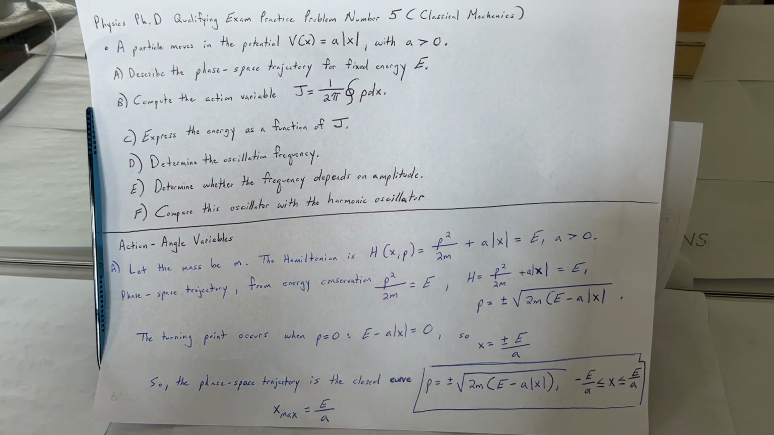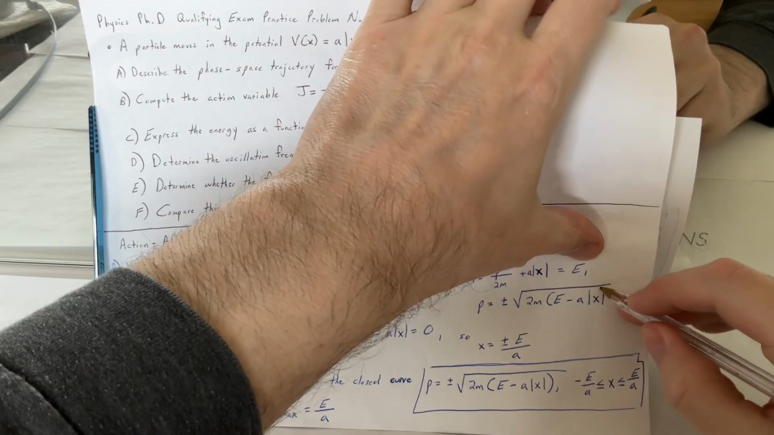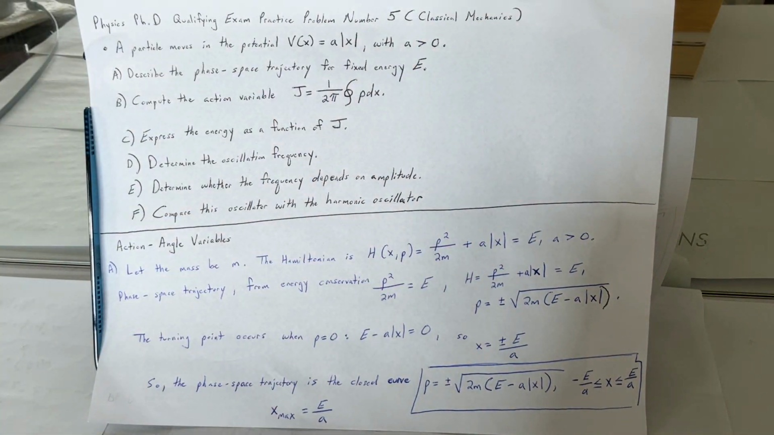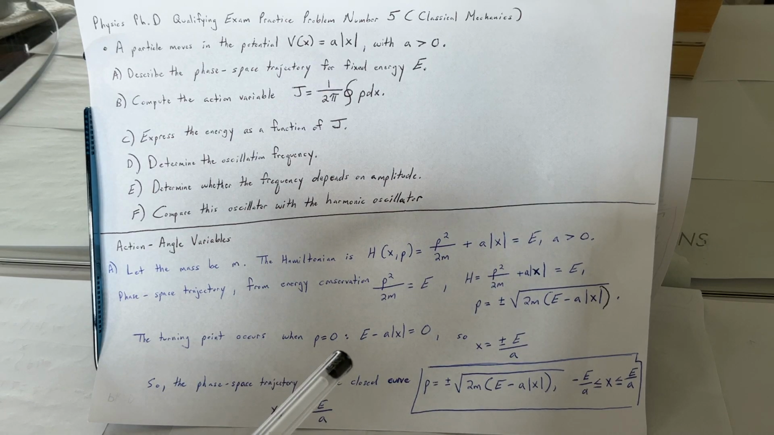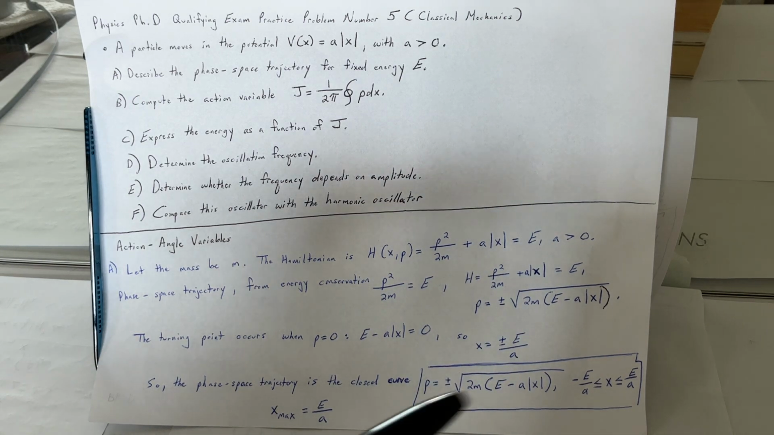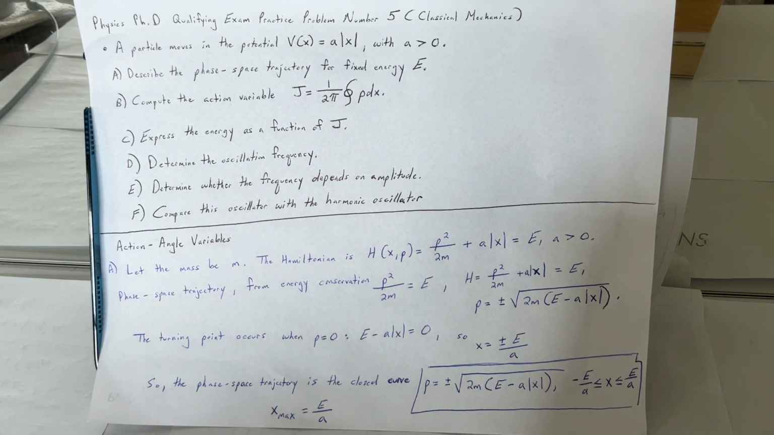Sorry about that. There should be a closed parenthesis in there. So the turning point occurs when p equals 0 and E equals A times the absolute value of x. So x equals plus or minus E over A. And our x max is going to equal E over A.